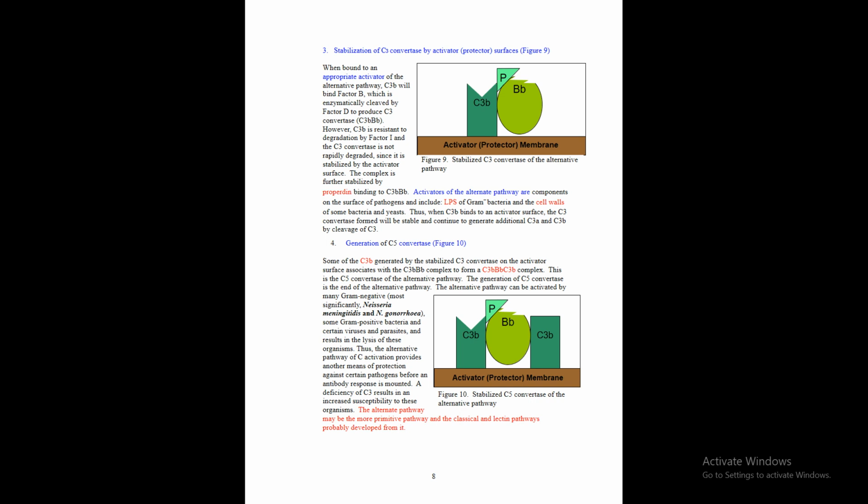Activators of the alternative pathway are components on the surface of pathogens, including lipopolysaccharide of gram-negative bacteria and the cell wall of some bacteria and yeast. So circulating C3 within the serum, without binding to the triggers, will not be activated. But if the C3 product binds to a component of the surface of pathogens like polysaccharide or cell wall of some bacteria and yeast, there will be activation and amplification of activation products. Thus, when C3b binds to the activator surface, the C3 convertase formed will be stable and continue to generate additional C3a and C3b by cleavage of the C3.